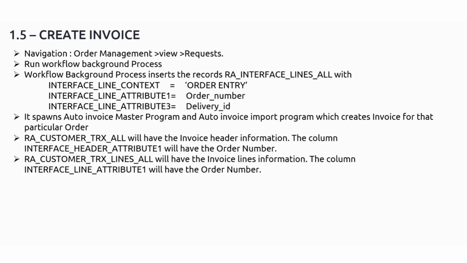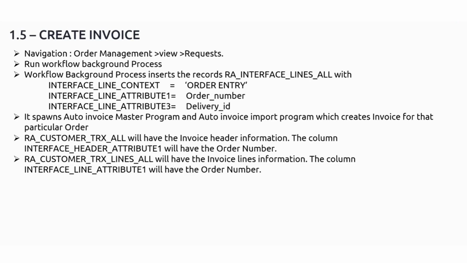If something fails while you are transferring, or because of some reason the invoice didn't get created, you can see the errors in RA_INTERFACE_ERRORS_ALL. And in the front end also we have a correction screen where you can see exactly why this particular order is stuck in the interface and why it didn't get invoiced. We just need to correct it, and then it will be picked up in the next batch.